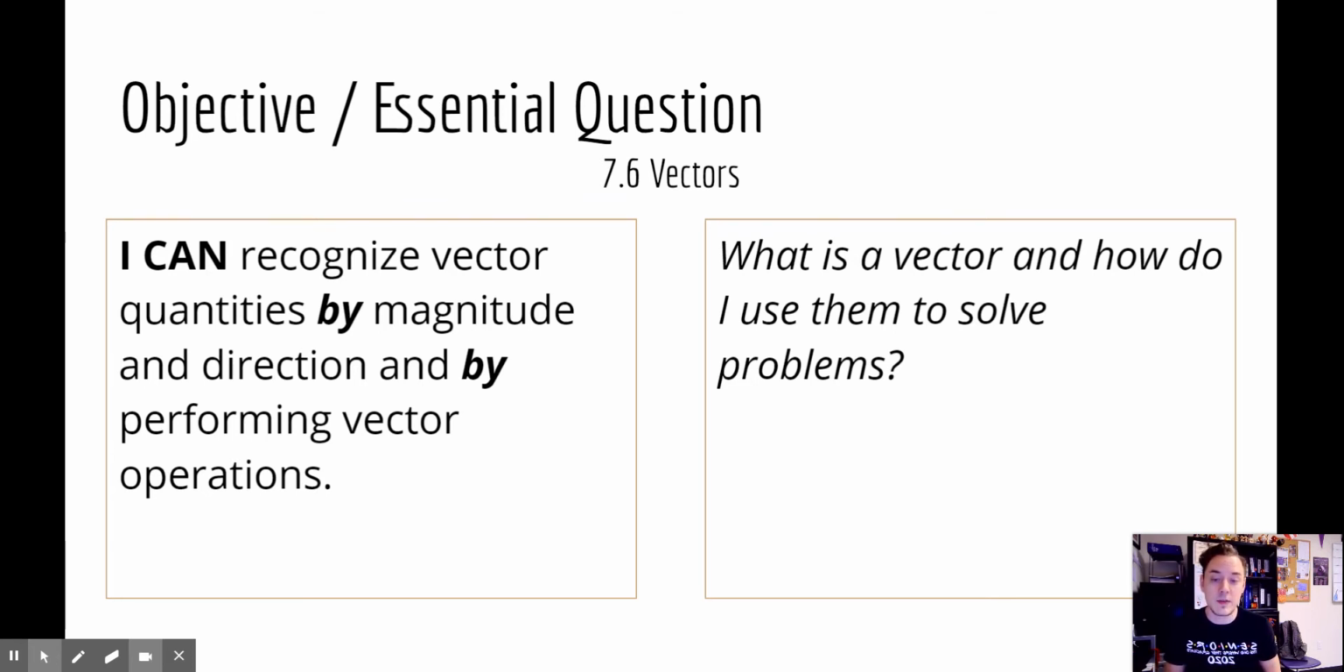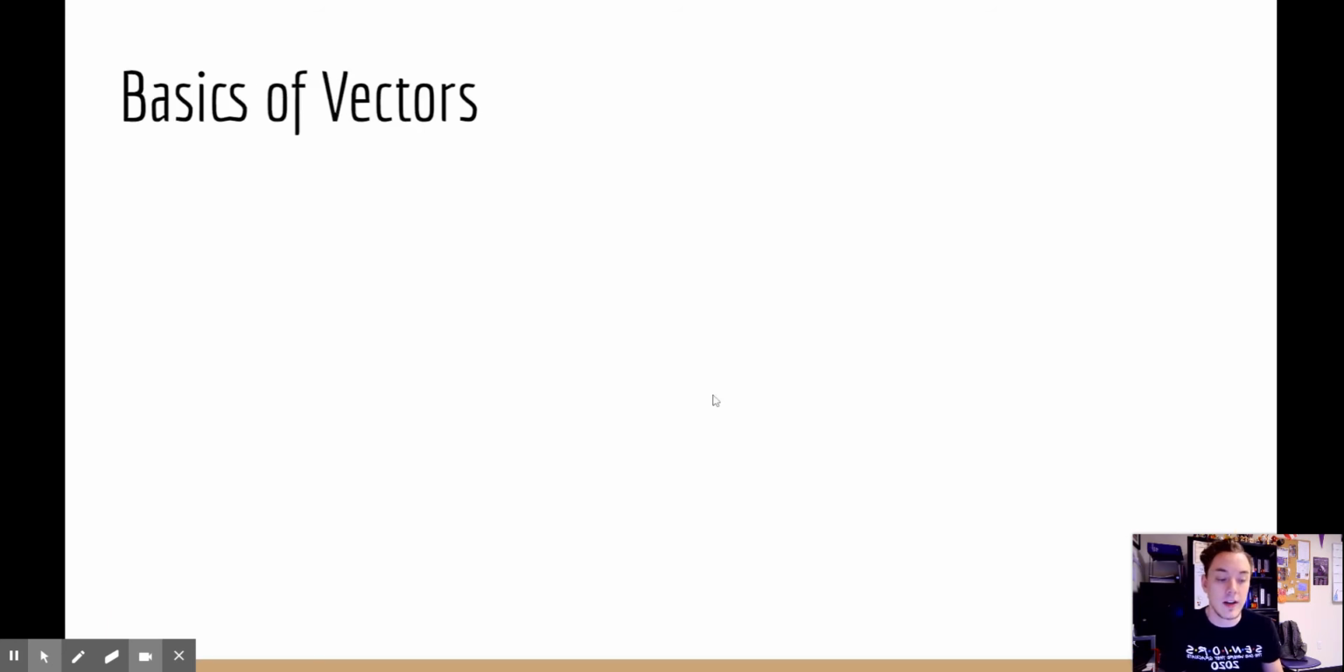And oftentimes physics uses higher level mathematics, such as trigonometry. And so I'm going to show you some of those application questions, specifically just one primary question, but I will show you other questions as well. So at the end of the lesson, you should be able to recognize vector quantities and what a magnitude and direction is by performing vector operations.